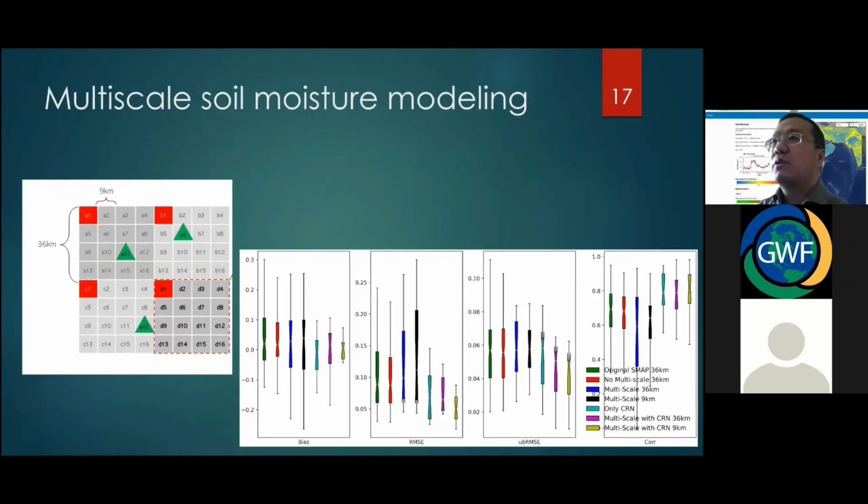Okay, actually now more recently we have come up with this multi-scale framework where you have satellite observations and also in situ observations. We train the network on both, and we are able to get correlation. This is the multi-scale model, and it essentially can serve as a downscaling model that downscales soil moisture observations from 36 kilometers to 9 kilometers.